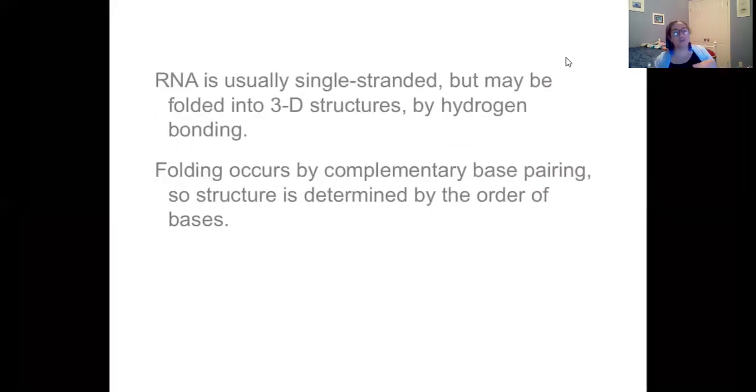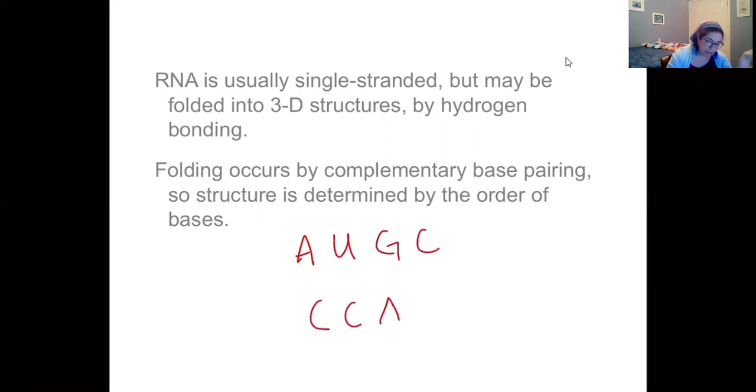RNA strands are usually single-stranded, but they can be folded into 3D structures based on hydrogen bonding. It can kind of fold in on itself. And so because of the different order, whether you write U-A-U-G-C, or if you write C-C-A-G, that order in which the nucleic acids are laid down is going to influence how that shape and how that folding happens.